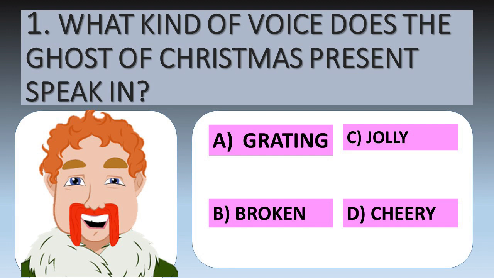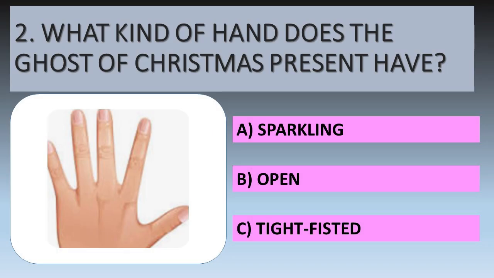Is it A, a grating voice? Is it B, a broken voice? Is it C, a jolly voice? Or is it D, a cheery voice? Question number 2. What kind of hand does the ghost of Christmas Present have? Is it A, a sparkling hand, B, an open hand, or C, a tight-fisted hand?